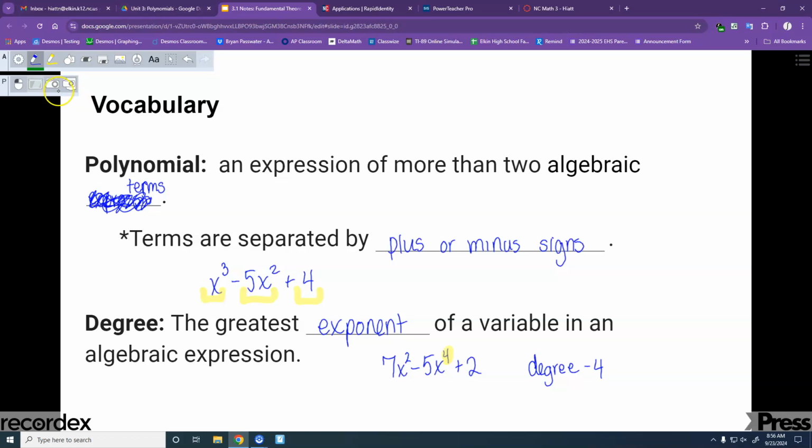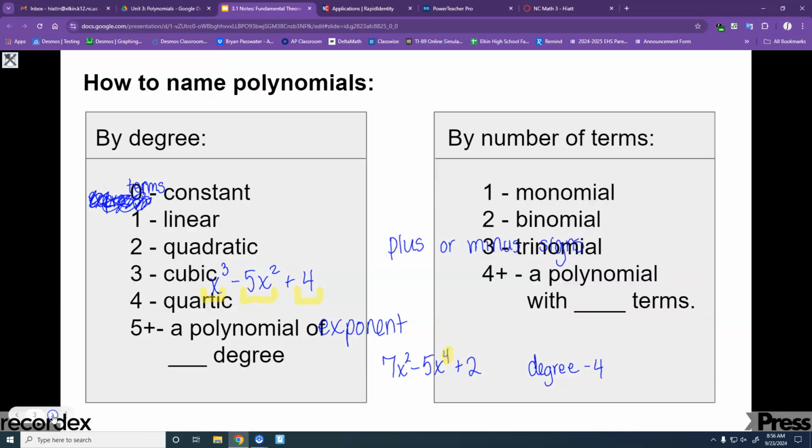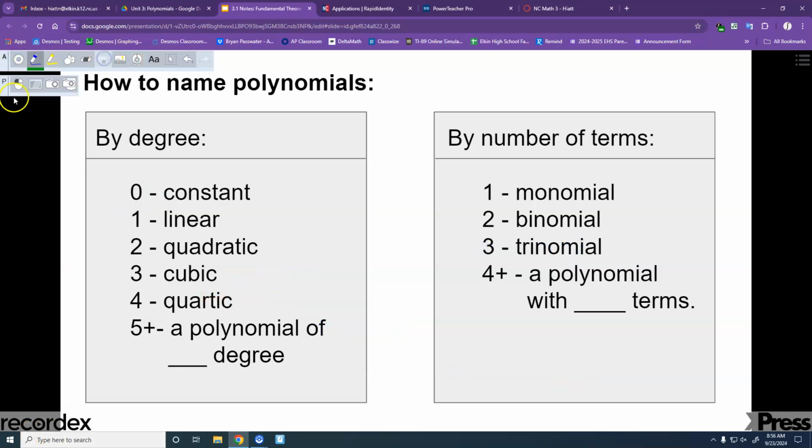Okay? So whenever we talk about polynomials, there are certain names that we give them based on their degree and their number of terms. So this has a list of the different names that we use. So we name polynomials based on their degree and their number of terms. So if we have a degree of 0, then that is a constant. 1 is linear, 2 is quadratic, 3 is cubic, 4 is quartic. If you have 5 or more, it does not have a special name anymore. We just say it's a polynomial of blank degree.